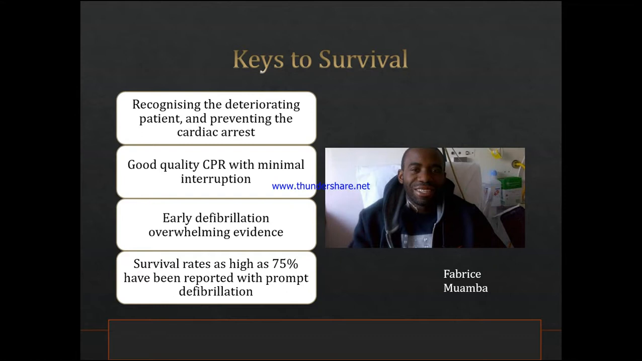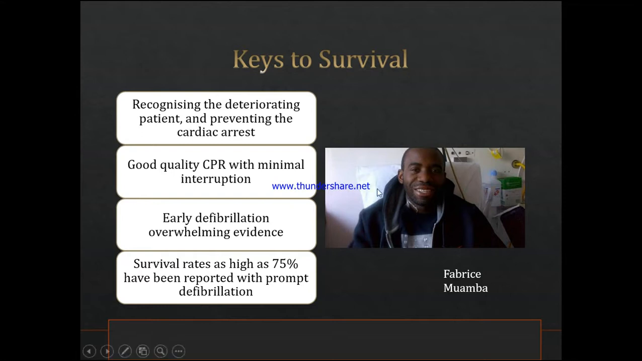So up to 75% survival rates have been reported with prompt defibrillation, and Fabrice Muamba is a classic example of this. Professional football player that during a big football match live on TV started to experience shortness of breath, or SOB. And if we're thinking about these chains of survival, and we look at the first one, the recognition of the deteriorating patient. Now, Fabrice was playing a live match, was becoming obviously unwell, then eventually collapsed.